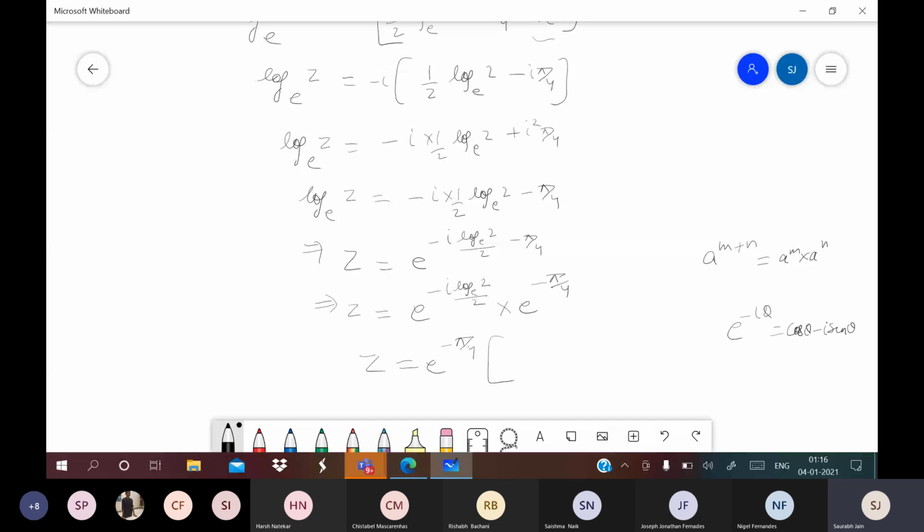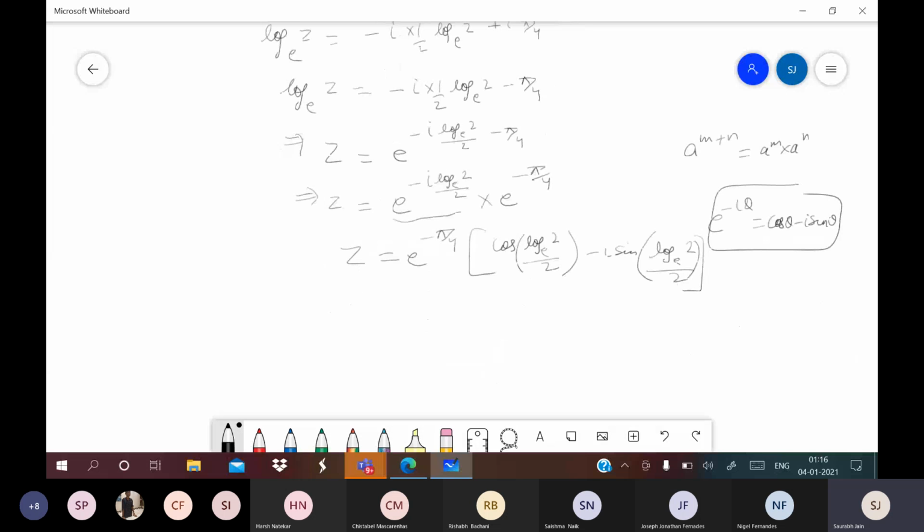Okay, and what is theta? Whatever is written after iota, that is theta. So how to change this thing? Cos of the angle minus iota sine of the angle. Okay, this formula, minus iota sine of this angle. Let's see what is the question. What is the real part? So now you can easily write the real part. Real part of z, which is the question actually.